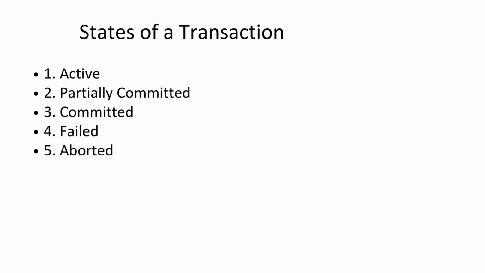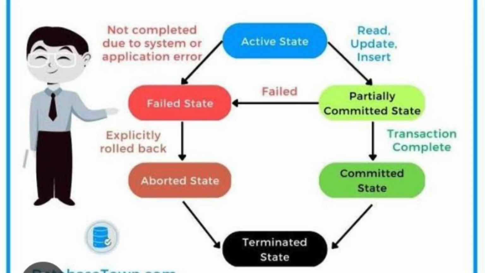States of a transaction. Every transaction moves through several states: active, currently executing; partially committed, last operation done; committed, completed successfully; failed, something went wrong; aborted, changes rolled back. This life cycle helps in managing the flow of a transaction.